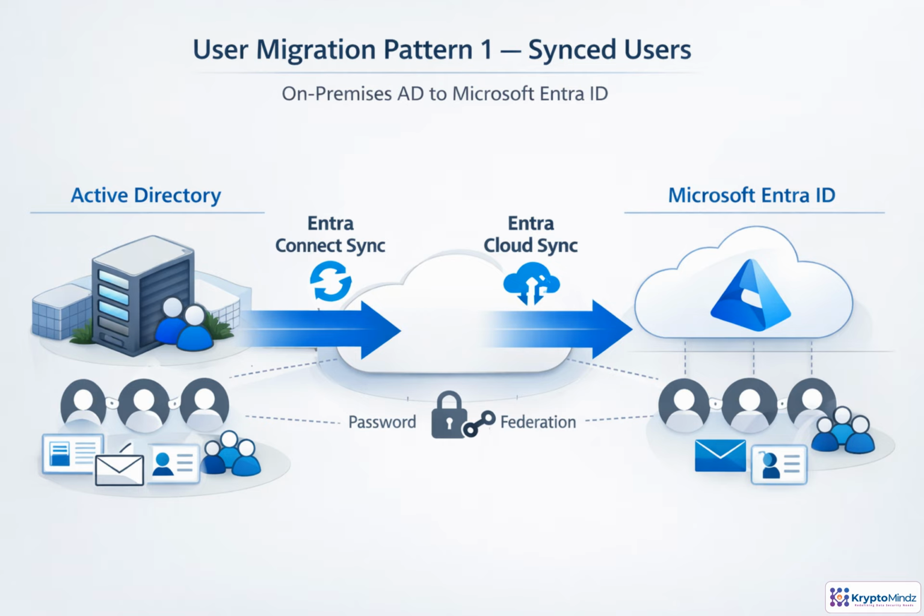For synced users, on-premises Active Directory remains the system of record. User objects and core attributes are created and maintained there. Then synchronization publishes them into Microsoft Entra ID. That includes names, sign-in names, email addresses, proxy addresses, departments, job titles, and group membership. Authentication can use password hash synchronization or federation, allowing users to keep a familiar sign-in experience. The operational rule is simple. When Active Directory is authoritative, make most identity changes on-premises first, then let sync carry them into Entra ID.